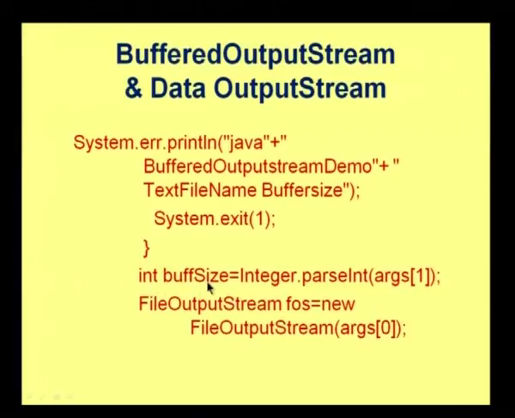The buffer size I am going to read from an integer. Integer is nothing but a wrapper class. ParseInt is a method which takes argument 1 and converts its value into an integer. It means that your first argument is your buffer size. Next I am trying to create a file output stream.